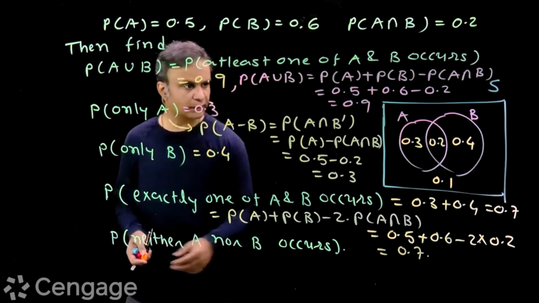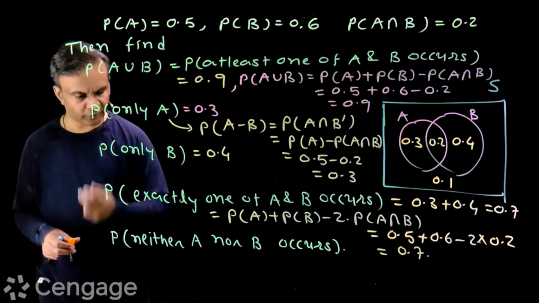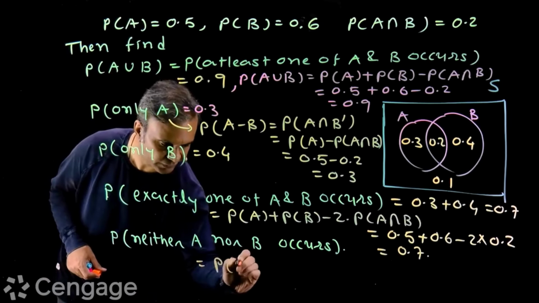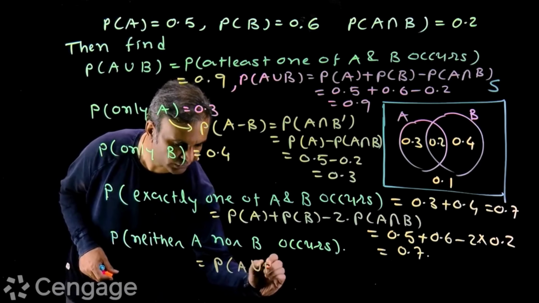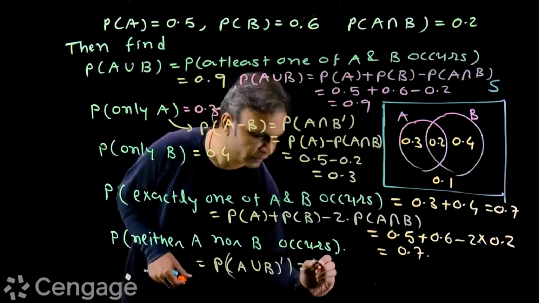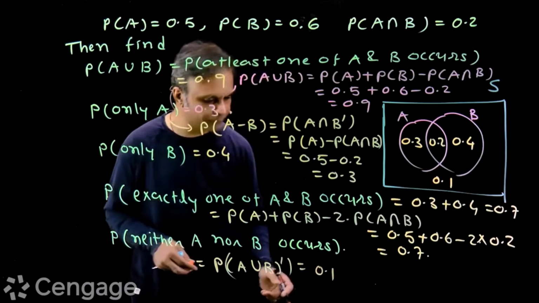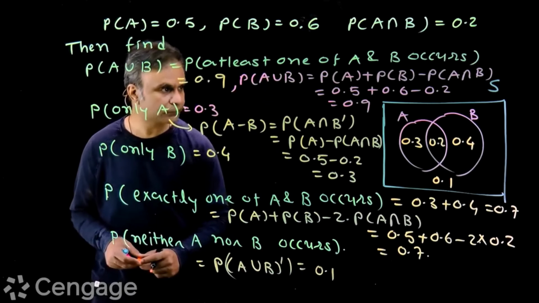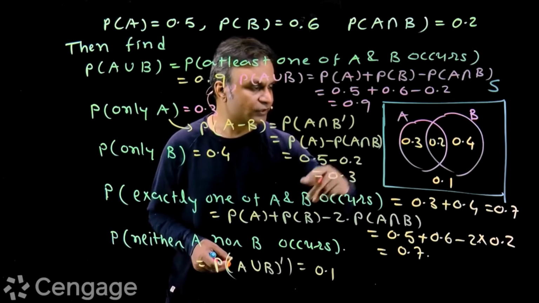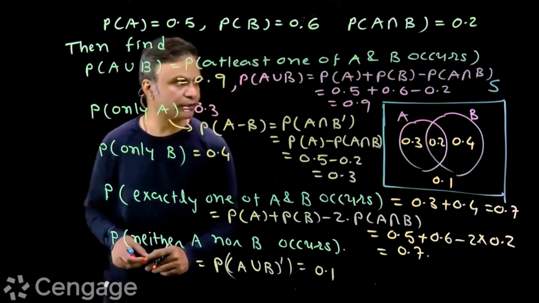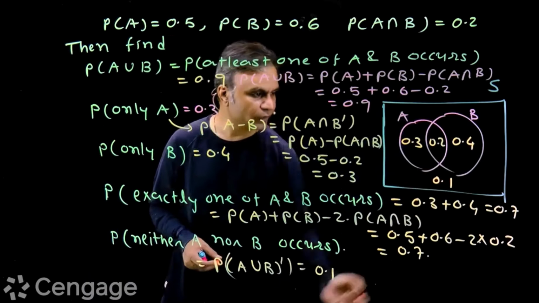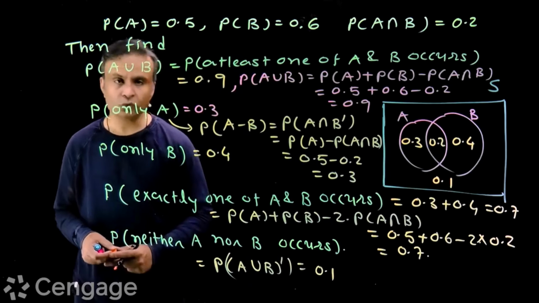Okay, using set theory. Now this one, probability of neither A nor B occurs. Neither A nor B occurs means probability of event A union B complement. This is equal to straight away 0.1. Here the value is 0.1. A union B complement means the region of sample space S which is outside A union B. ठीक है ना, तो A यूनियन B का जो बाहर का जो रीजन है उस रीजन में वैल्यू क्या है, यहाँ पे 0.1. So this is equal to 0.1.